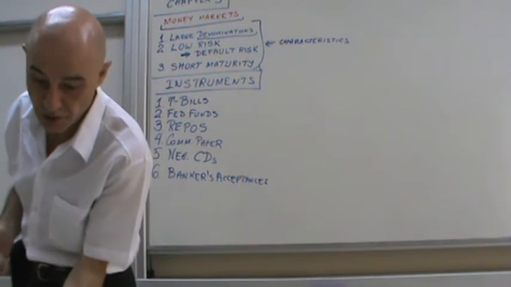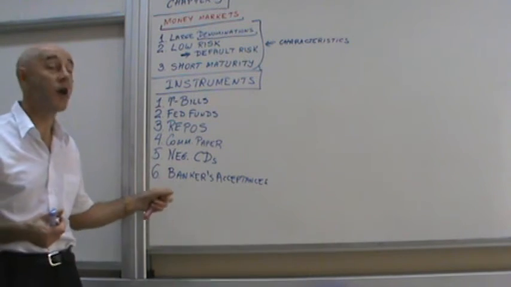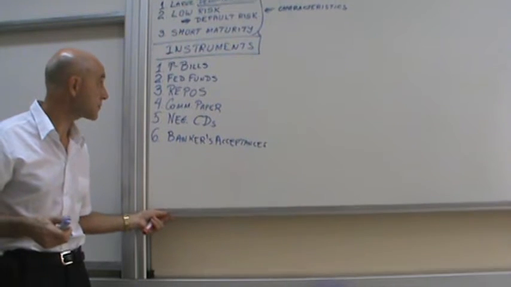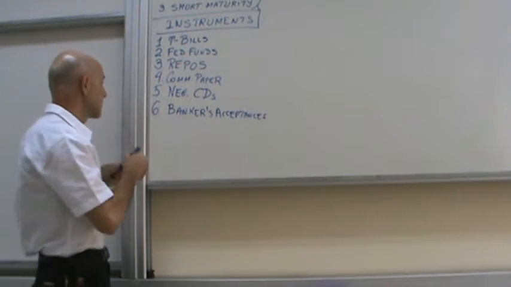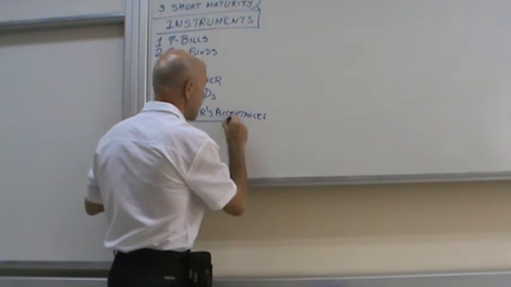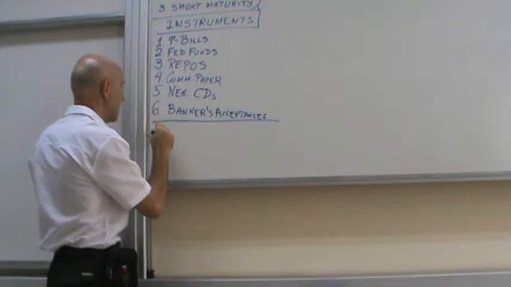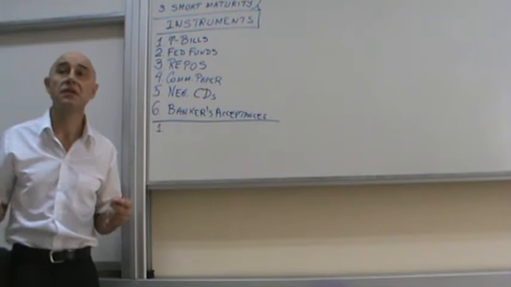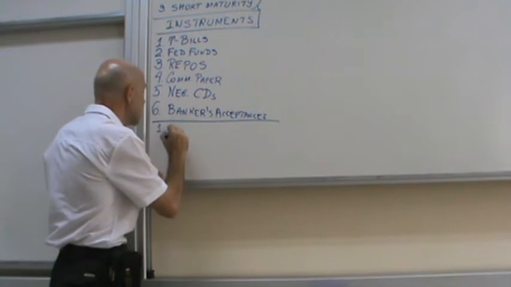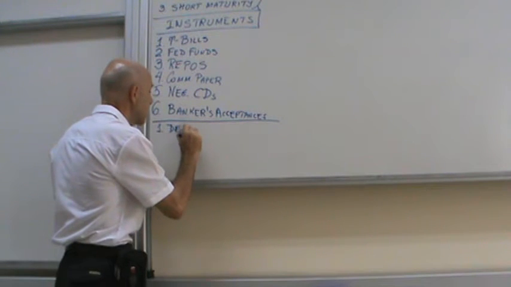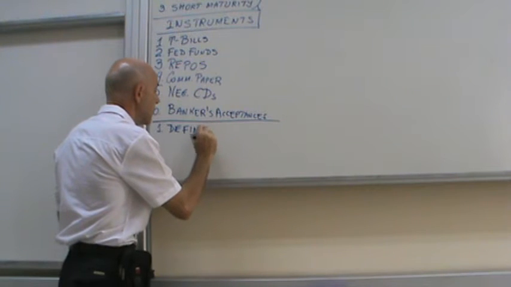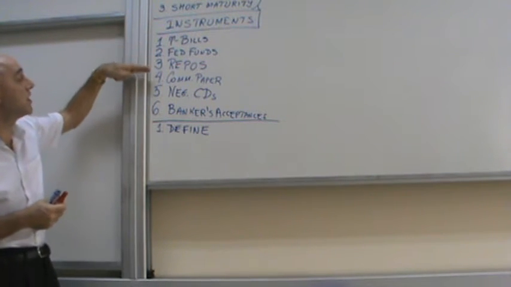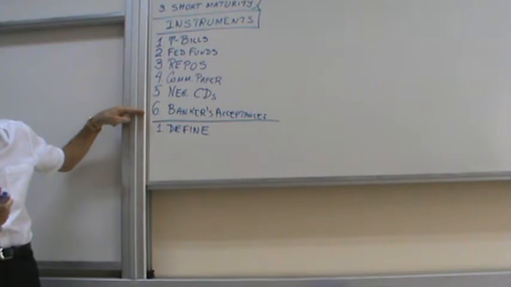Okay, so these are the primary instruments. What we try to do is a number of things. First, essentially what this chapter is about is to go slowly and describe these.